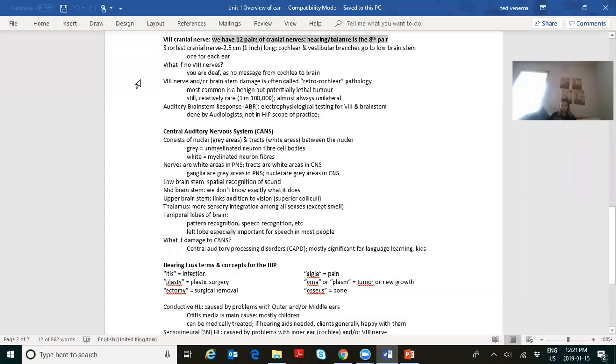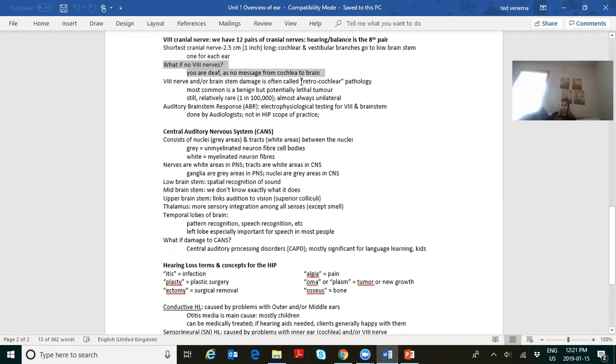The 8th pair, there you go, the 8th pair is the auditory pair. That's why we keep calling it the 8th cranial nerve, okay? So, share slide again here, notes here. If you had no 8th nerves, you're deaf because no messages will reach your brain.